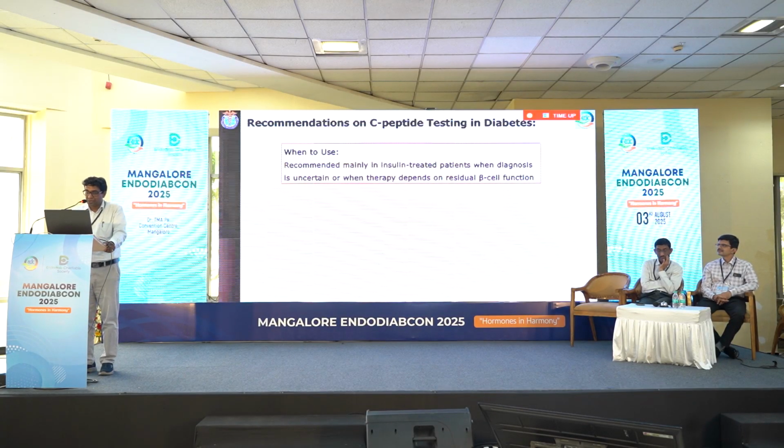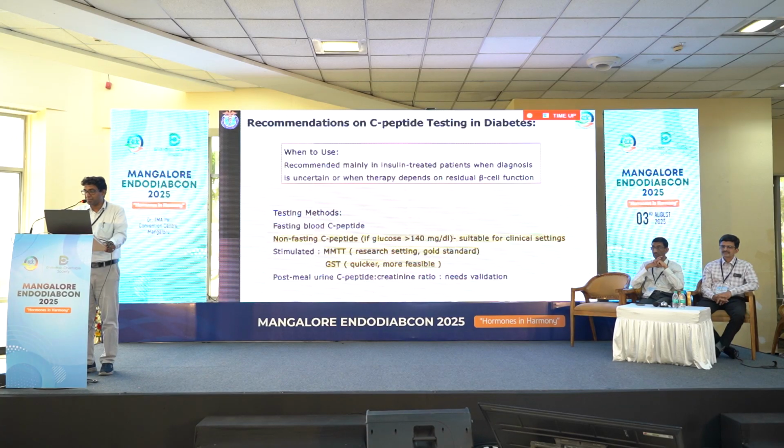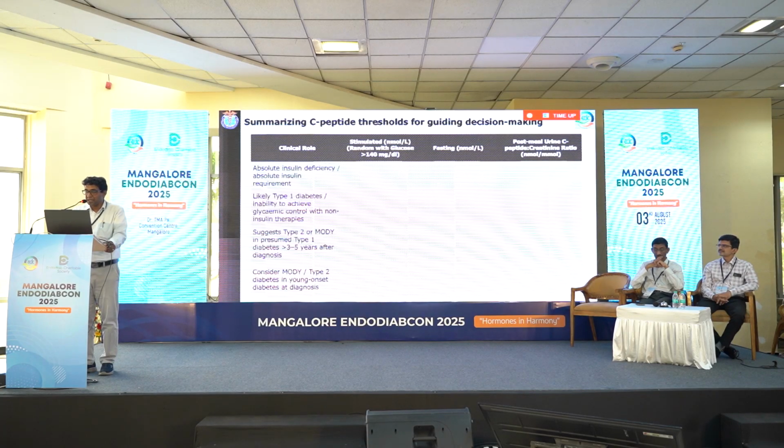So final slide, when to use C-peptide. It is recommended mainly in patients on insulin when diagnosis is uncertain or when therapy depends on residual beta cell function. Non-fasting C-peptide with a glucose maintained of more than 140 is suitable for most clinical settings. Stimulated C-peptide consider only in research settings. Urine C-peptide, if you have access to, can be an important non-invasive test. And this is a snapshot of the important cutoffs that we use based on the different thresholds of C-peptide according to the different tests that are commonly used.